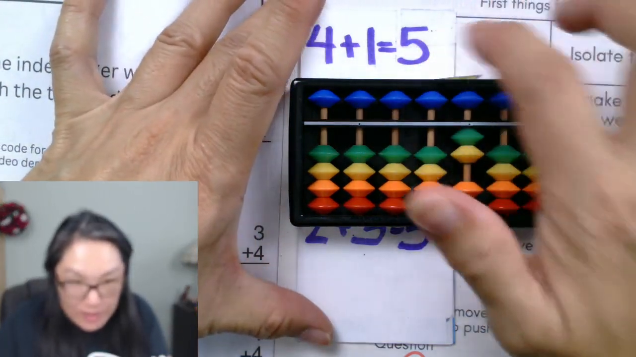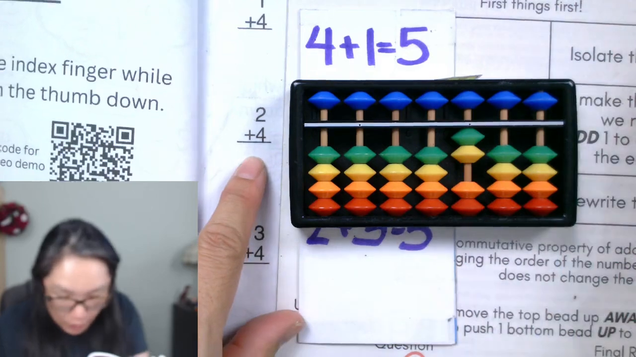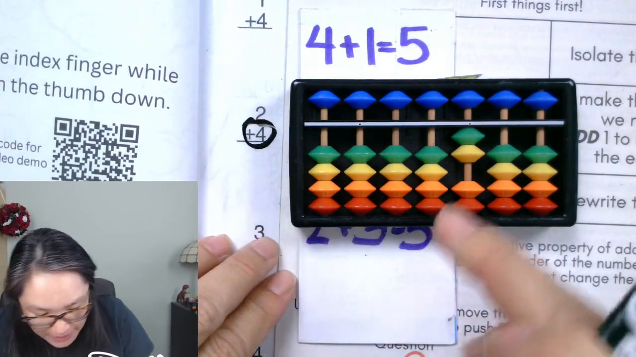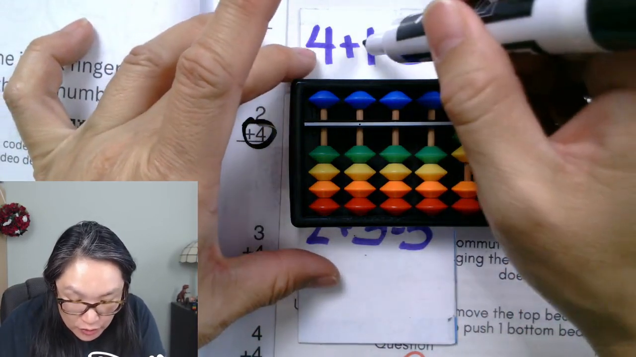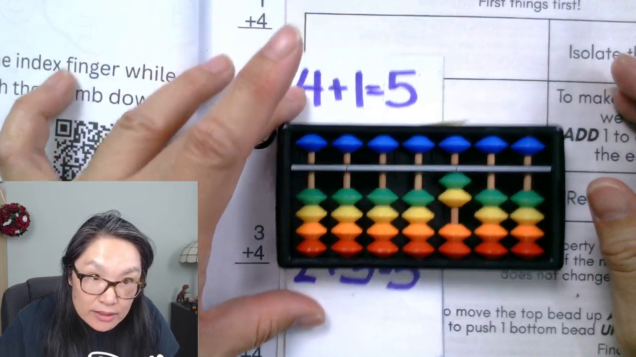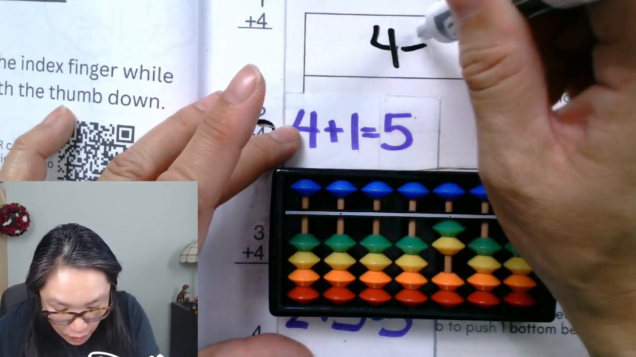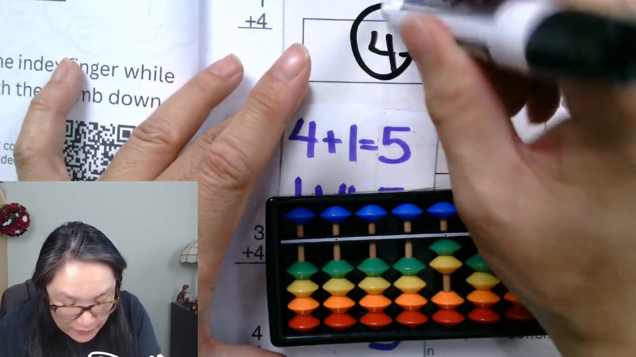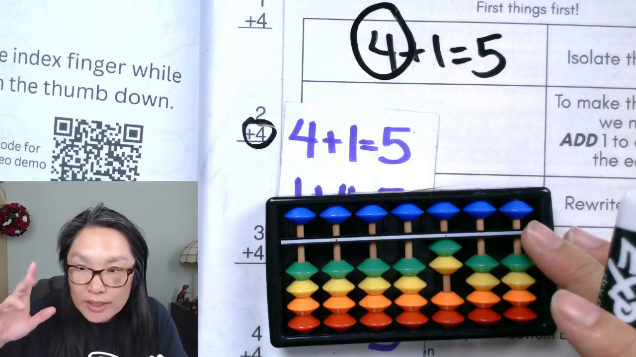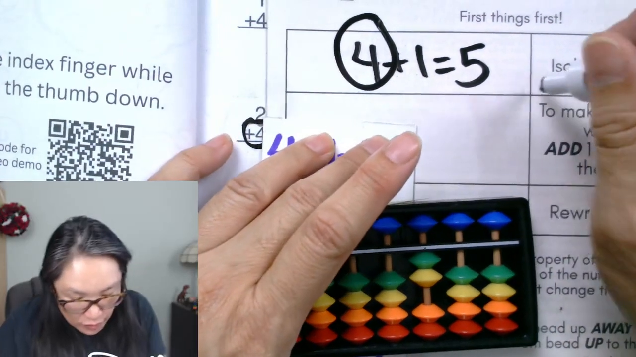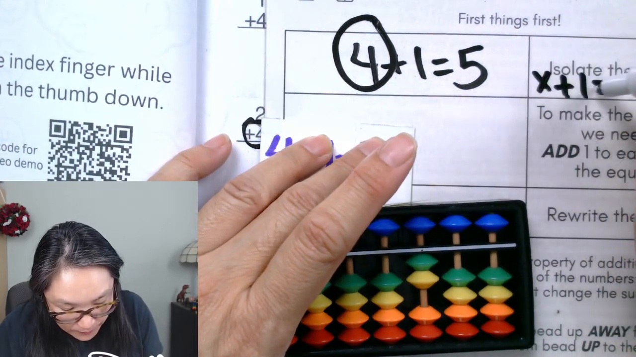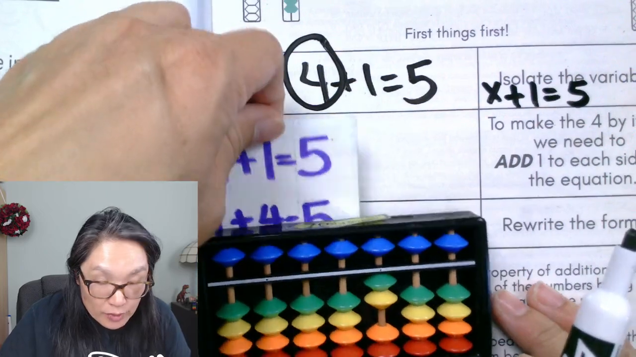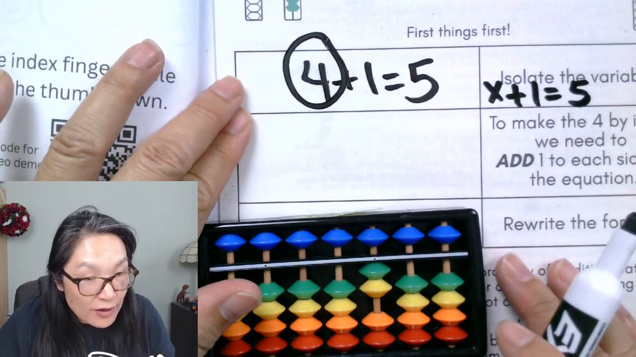So I have my concept. I want to add a 4. Because I don't have enough beads to add the 4, I'm going to use this concept that we're already teaching the kids. Adding the 4 is equal to 5. But notice I'm going to isolate the variable. Now we're getting into a little bit of algebra. This is the stepping stones, the foundational stuff.